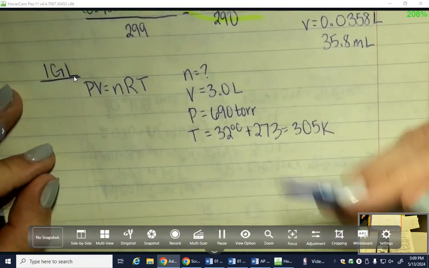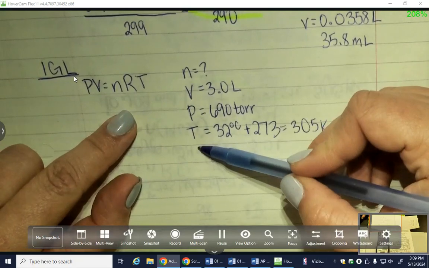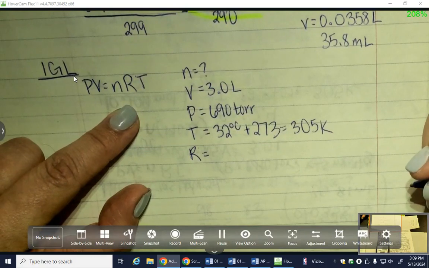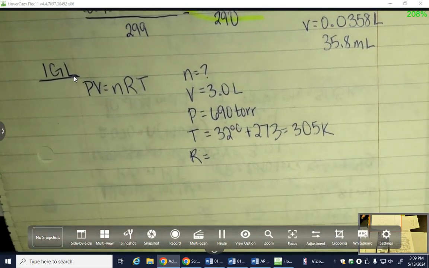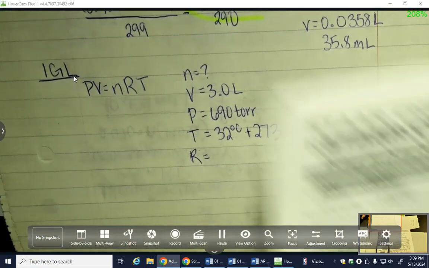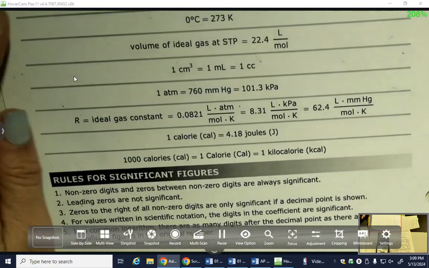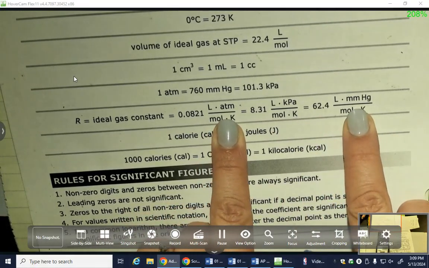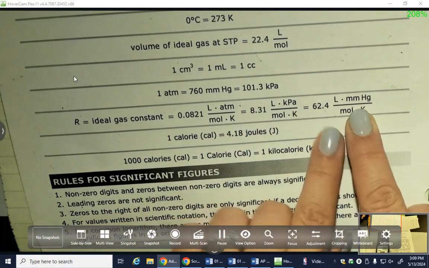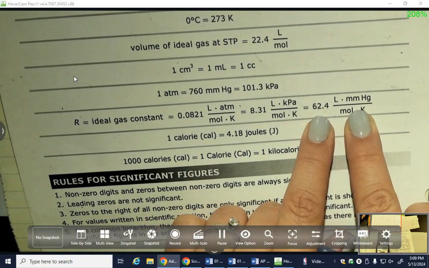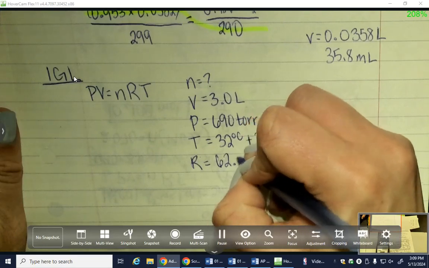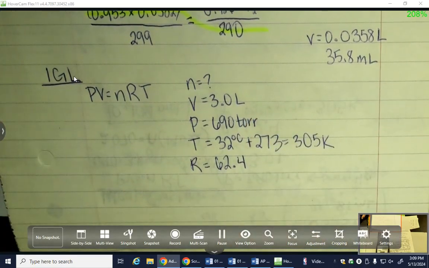All right, so we're kind of ready to start plugging in, except that we didn't list out an R value, right? So how do we figure out what our R value is going to be? How do we base that one off of? The pressure, right? So if you're looking at the back of your periodic table, you see that we have atm, kPa, or mmHg, which isn't any of, like torr isn't any of those, right? But we just said torr is the same thing as mmHg, so we're going to be using 62.4. Okay, plug it in, get your answer.